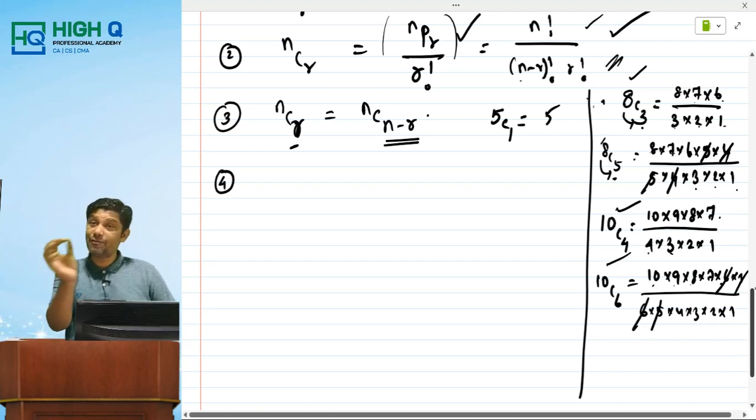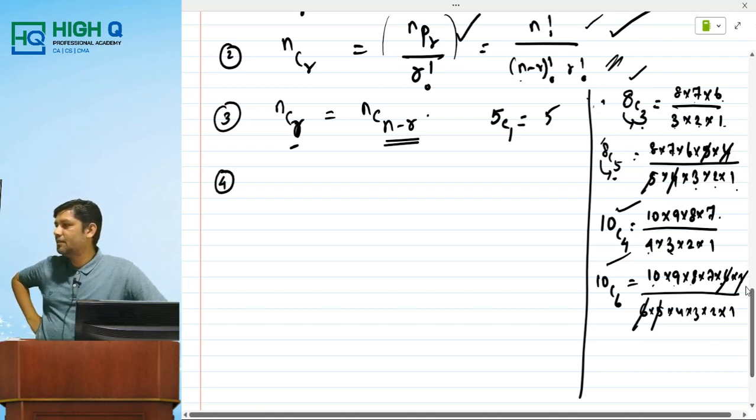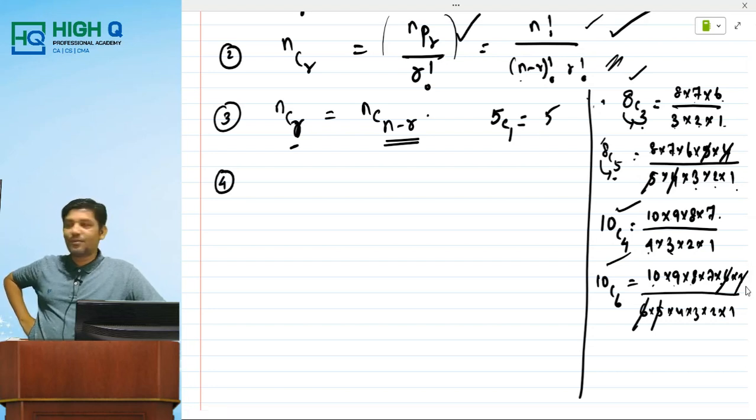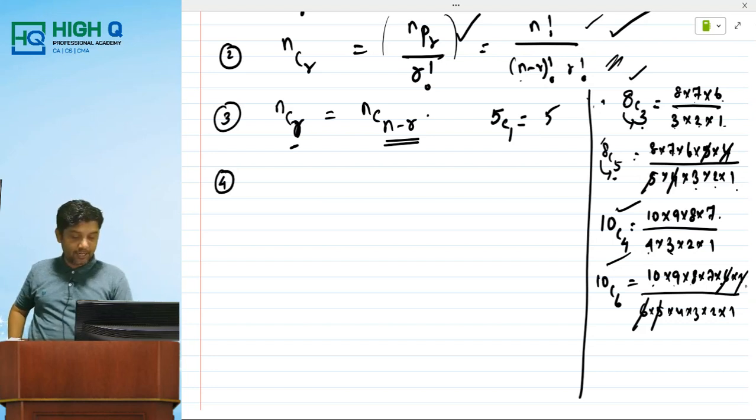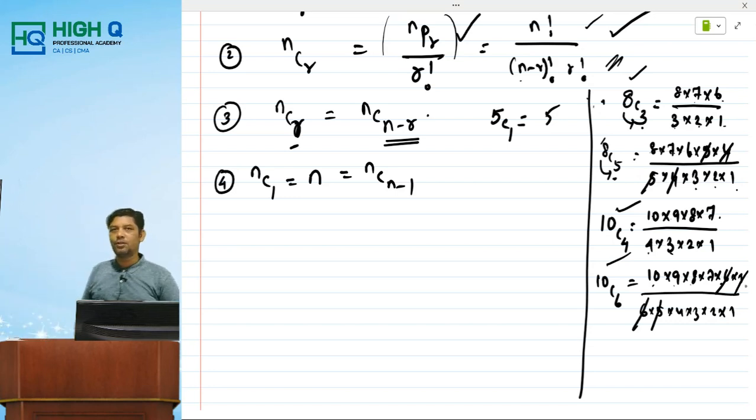Correct now? 5C4 also 5? Yeah. If 10C1 is 10, 10C9 also 10. If I say 20C19 is 20, so can I say NC1 is equal to N, which is nothing but NC(n minus 1). All are the same only. Am I right, my dear? Say yes or no? Okay.